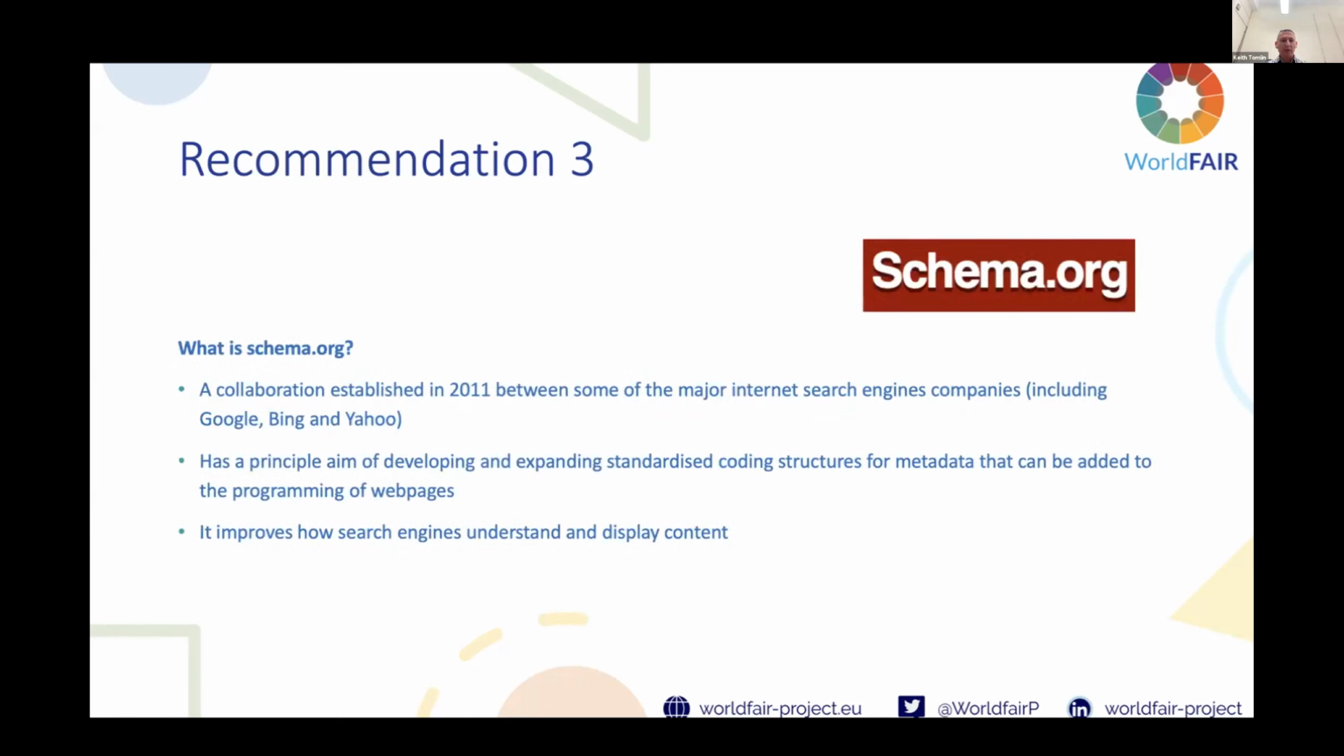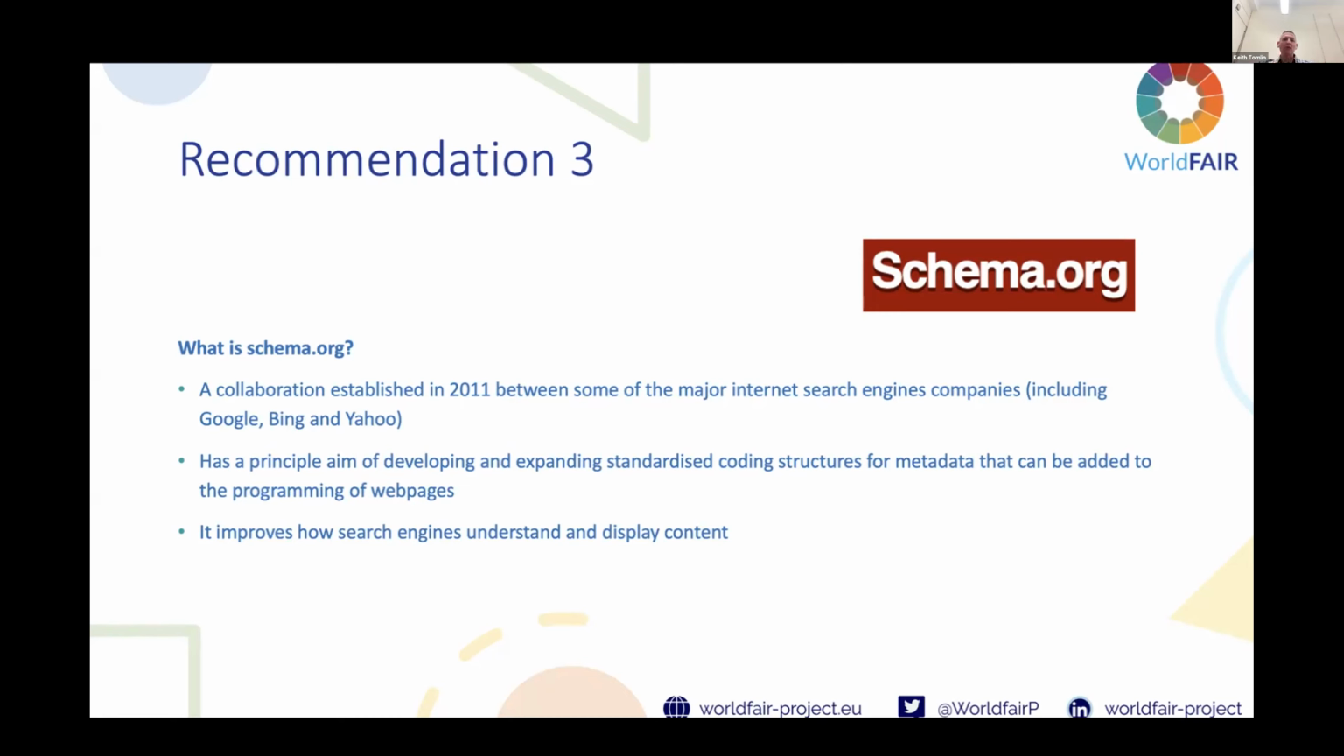When we talk about schema.org, this is a collaboration that was first established nearly 13 years ago between some of the major internet search engine companies. So this, in a sense, is their own approach to standardizing how the internet is actually used. And it partially explains why when you search the internet, the detail and the nature of the results that you get are becoming more and more detailed each time.